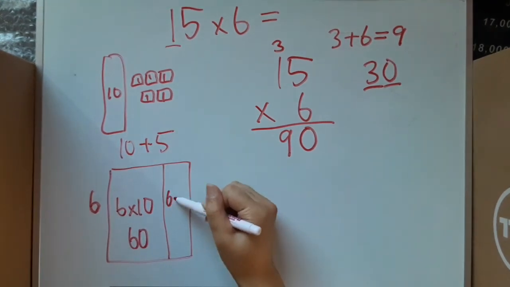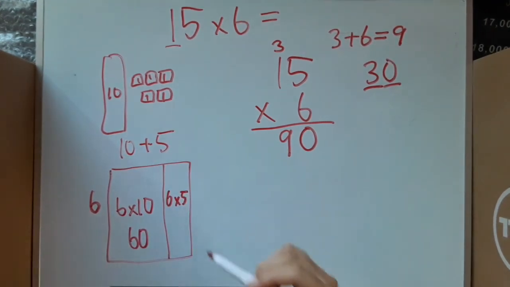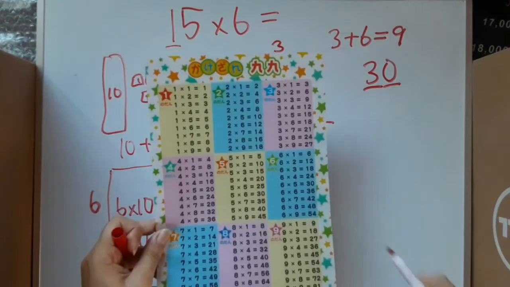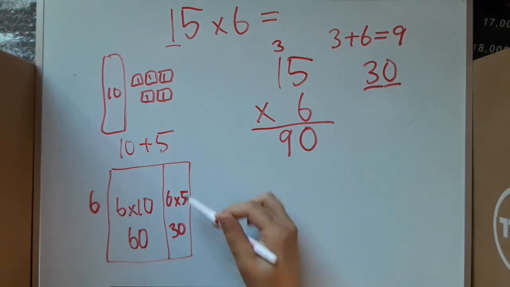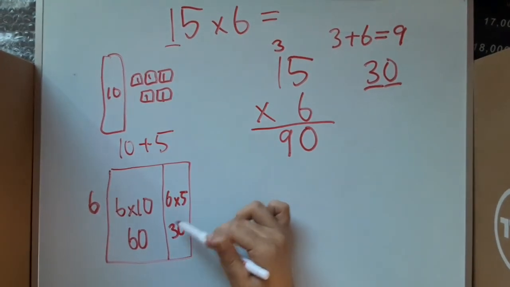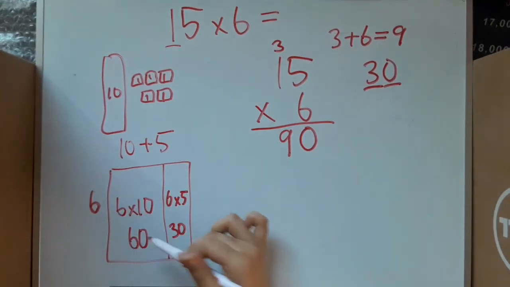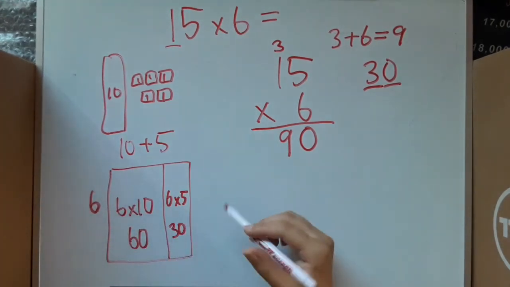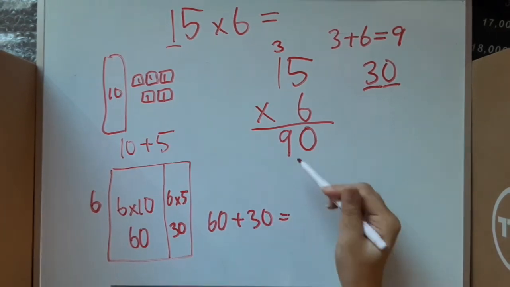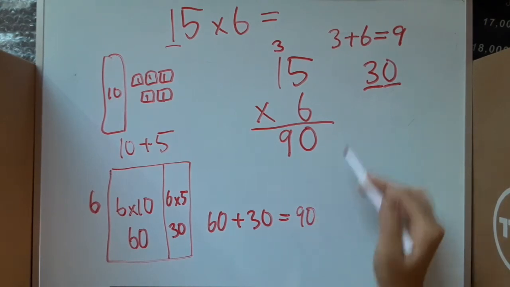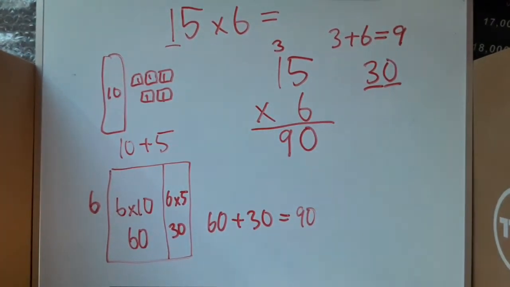And 6 times 5, which is on this chart, is 30. So, since this small rectangle is 30 and this big rectangle is 60, we can add these together to get our total, which is 90, the same as we got doing this method. This box is helpful if you're much better at doing multiplication with visuals.